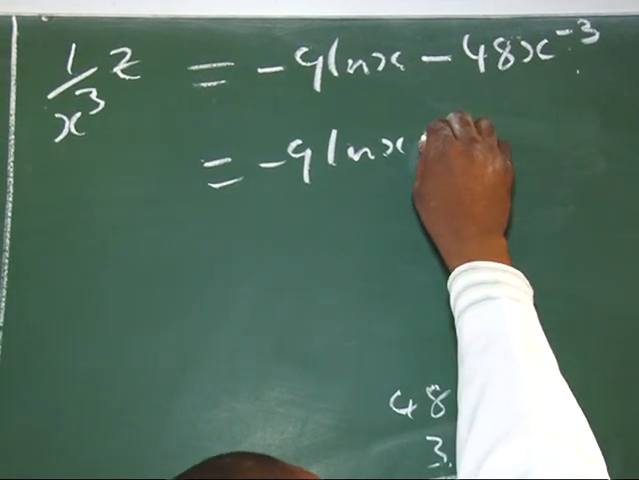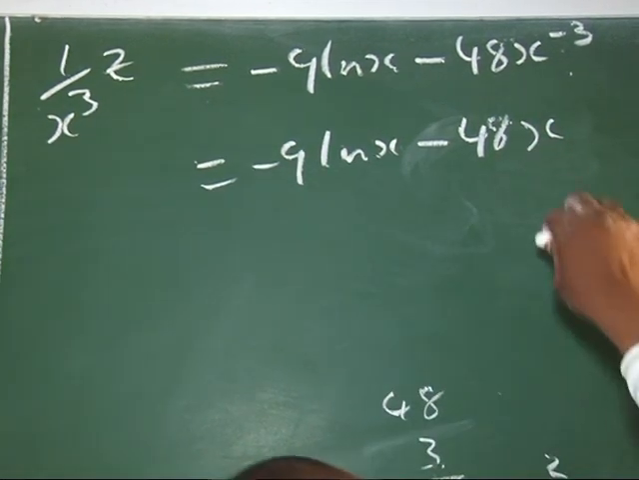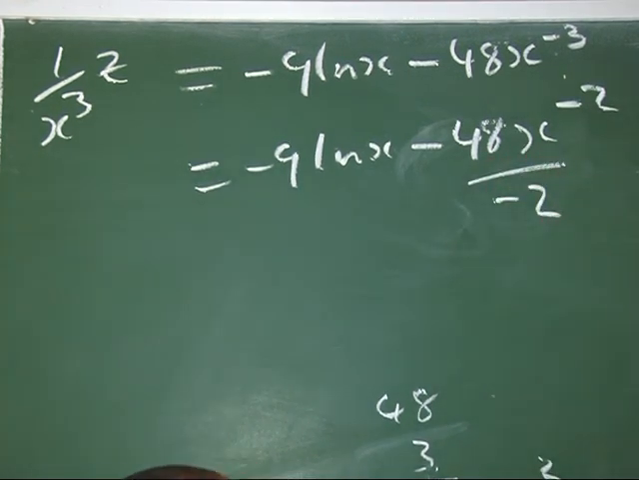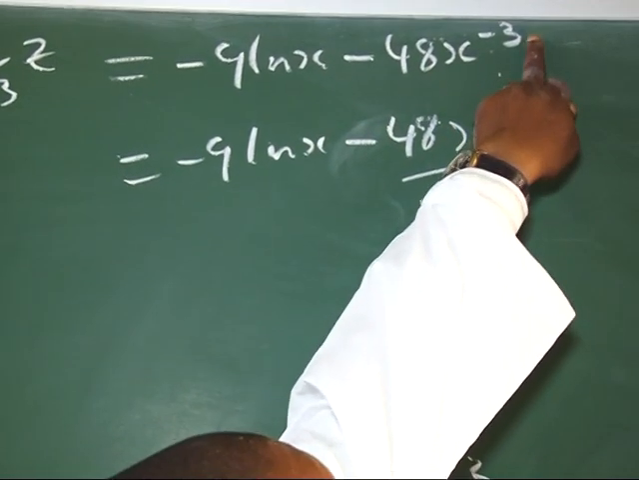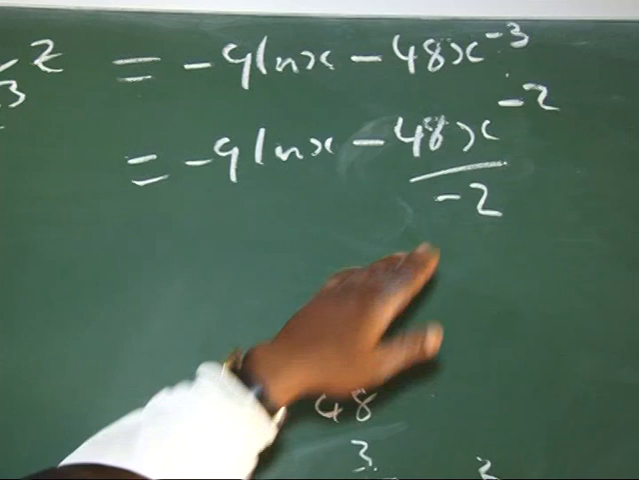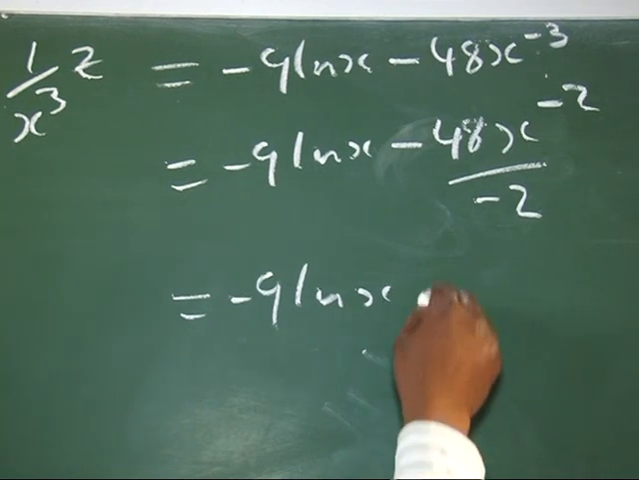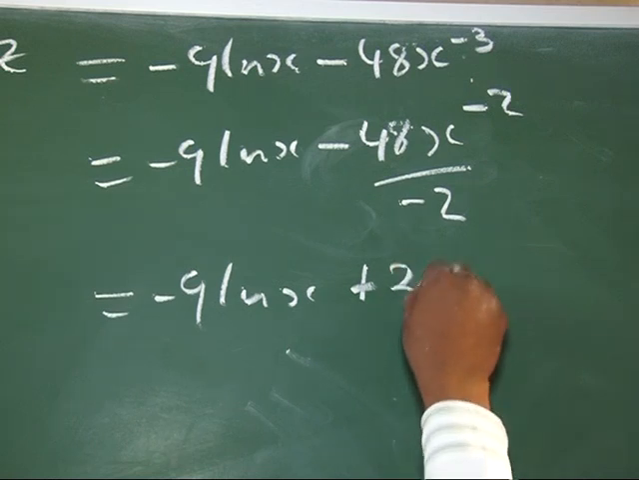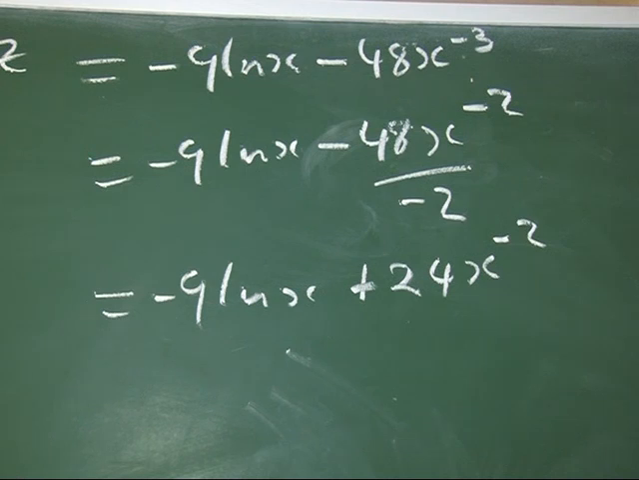So integrating it now will be minus 48x raised to negative 2 all over negative 2. You know how? It's integration, not differentiation. So we have to add plus 1 and you reduce it to minus 2, and the downside will be minus 2. So you see that this can cancel this. So we have minus 9 ln x plus, of course, 48 divided by 2 will give you 24, plus 24x raised to negative 2.